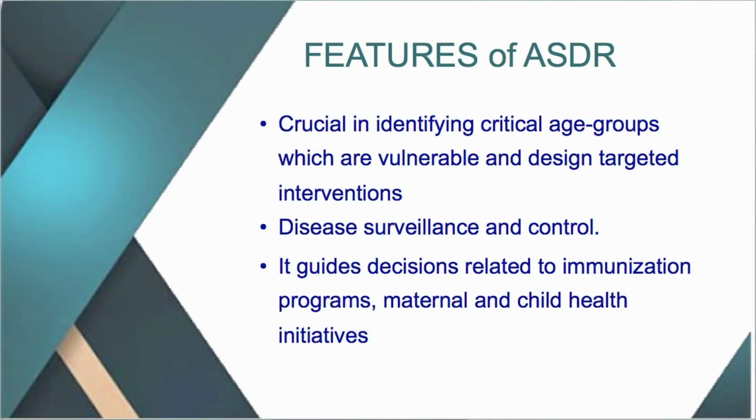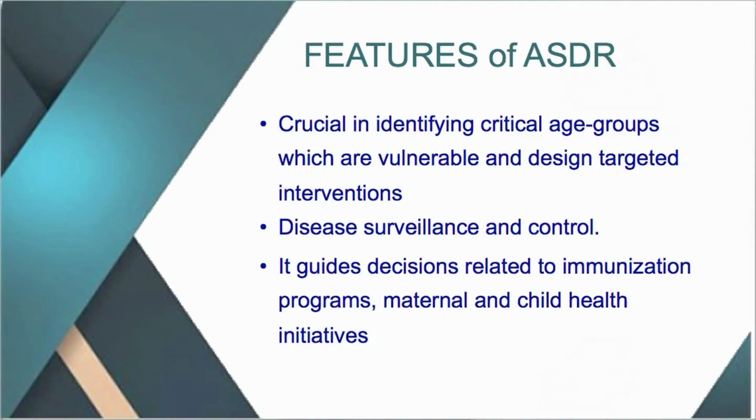Understanding how death rates vary by age allows demographers and public health professionals to identify critical age groups which are vulnerable and design targeted interventions. Age-specific mortality rates play a key role in disease surveillance and control. Monitoring death rates within specific age groups can reveal patterns of infectious diseases, chronic conditions, and other health threats, which would then naturally guide public health responses.